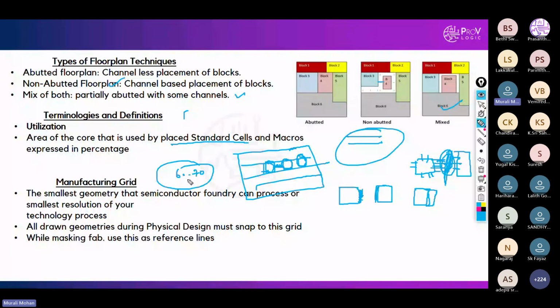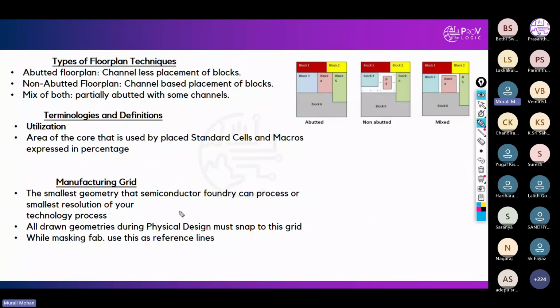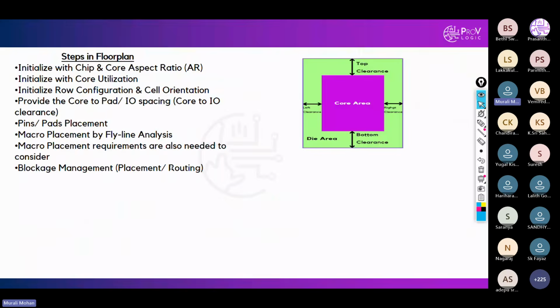Next, the manufacturing grid we are supposed to know. The manufacturing grid means the smallest geometry that a semiconductor foundry can process, or the smallest resolution of your technology process. That means it is a geometrical representation where the standard cells will be placed, with respect to the technology node. So these are where the floor plan steps will be seen. This is the top appearance of the core area and die area. So this is nothing but offset and everything.